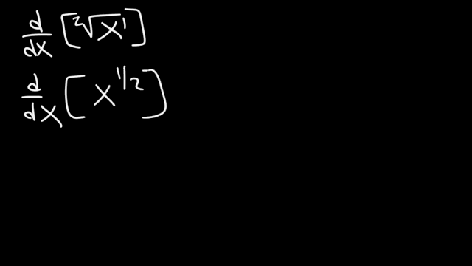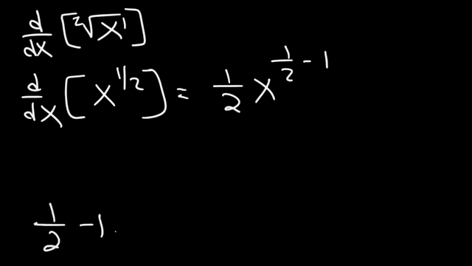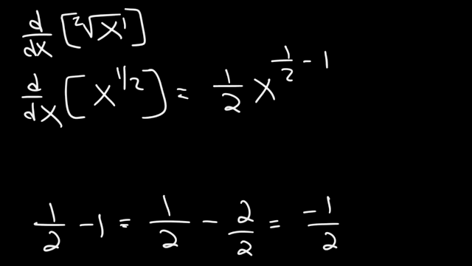Now we can use the power rule. So it's 1/2 times x raised to the 1/2 minus 1. 1/2 minus 1 is the same as 1 over 2 minus 2 over 2. 2 divided by 2 is the same as 1. And so this becomes negative 1/2. So we get 1/2 x raised to the minus 1/2.